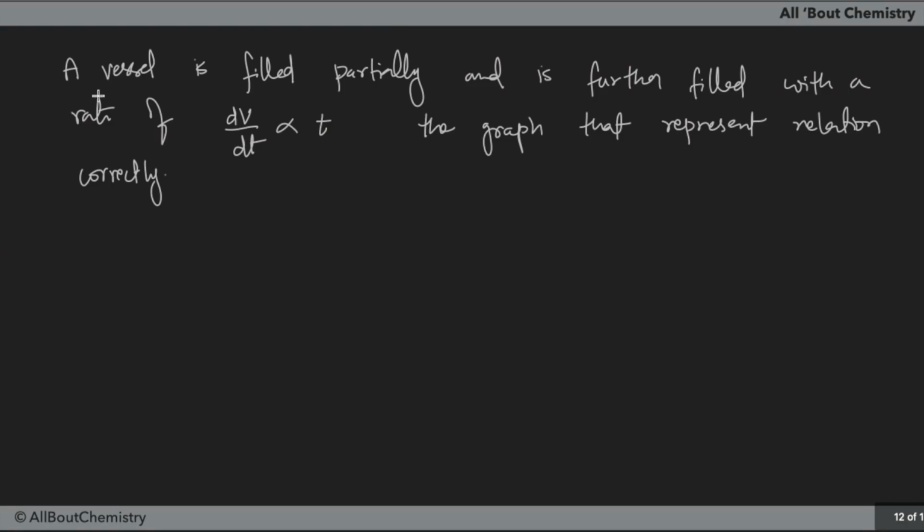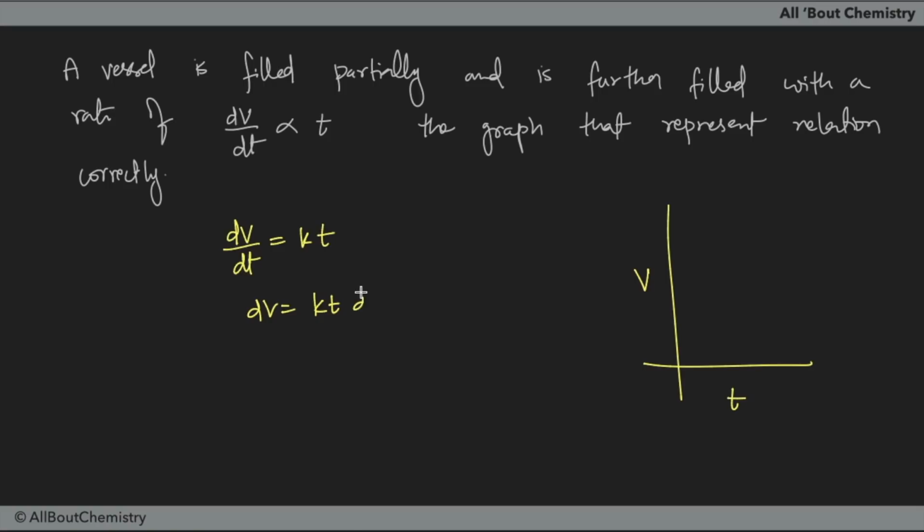Let's talk about this question. It says that a vessel is filled partially and it's further filled at the rate of dV by dt proportional to t. The graph that represents the relation correctly. So this can be done based upon integration. The graph was plotted in V versus t, right? So you need to find the equation where V and t are there. We have dV by dt proportional to t. So we can say dV by dt is equal to kt, where k is a constant. I have removed proportionality and brought a constant. So dV will be equal to kt dt.